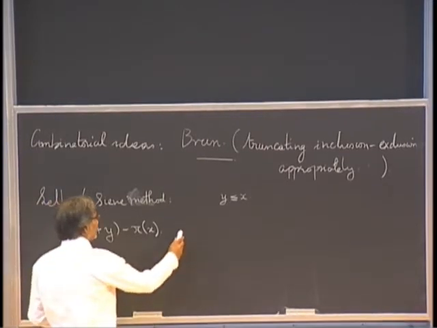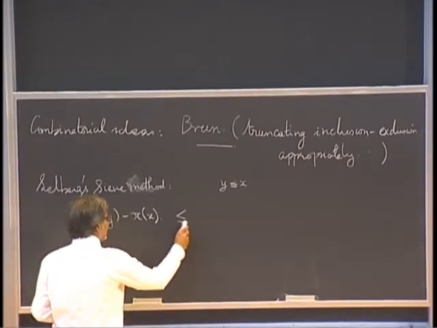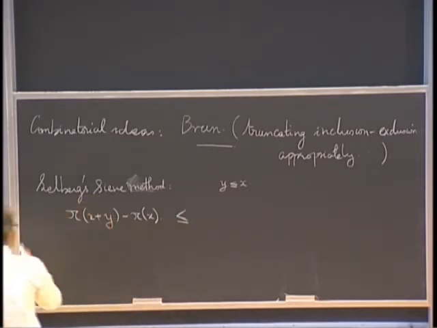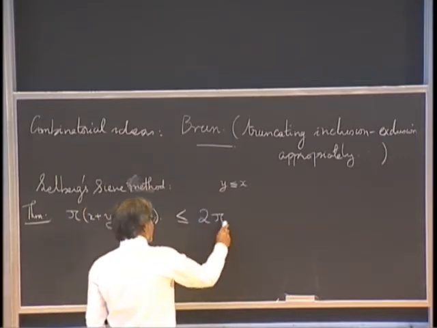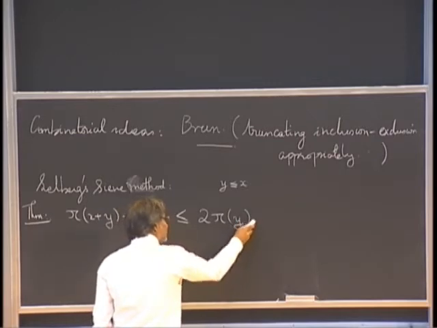It allows you to give estimates like this. This is a theorem that comes out of this: the number of primes in an interval from x to x plus y is no more than twice the number of primes up to y.